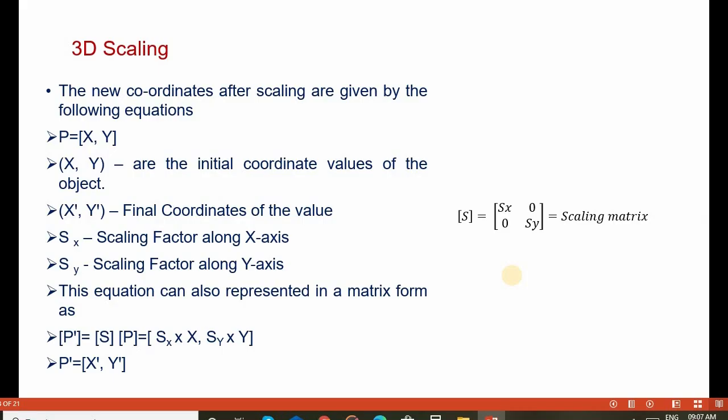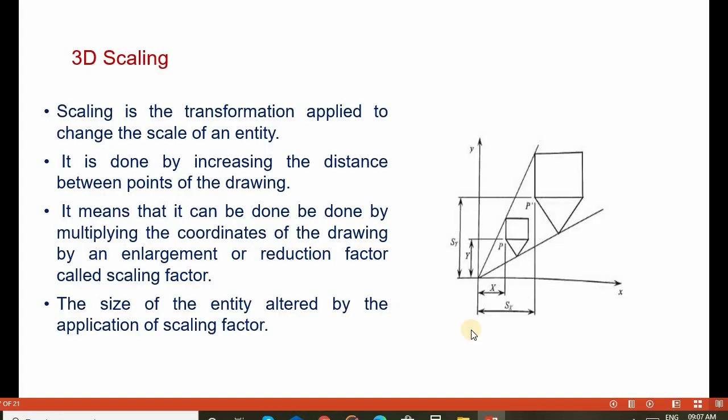How does the scaling process take place? The new coordinates after scaling are given by the following equation. P is the original position, with coordinates x, y. The x, y are the initial coordinate values of the object, and x dash and y dash are the final coordinates of the object. This figure shows that P has x and y coordinates. After the enlargement, P dash has x dash and y dash coordinates.